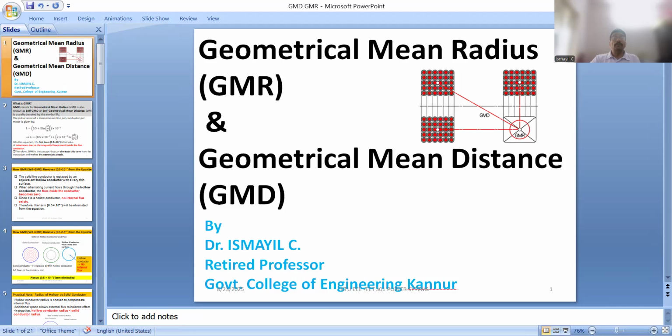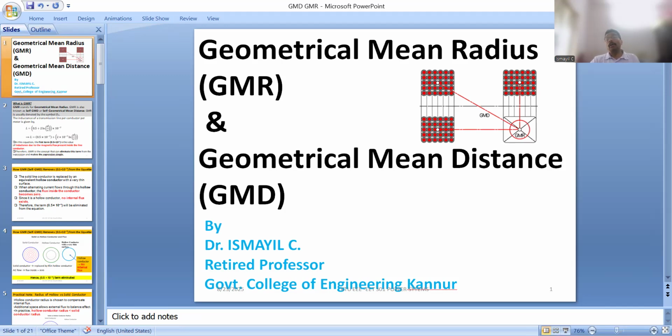From the center of the bundle R to the center of the bundle Y is 5 meter. Then center of the bundle Y to the center of the bundle B is again equal to 5 meter. What is the total distance between R and Y? Sorry, R and B, it is equal to 10 meter. So we will analyze this problem.